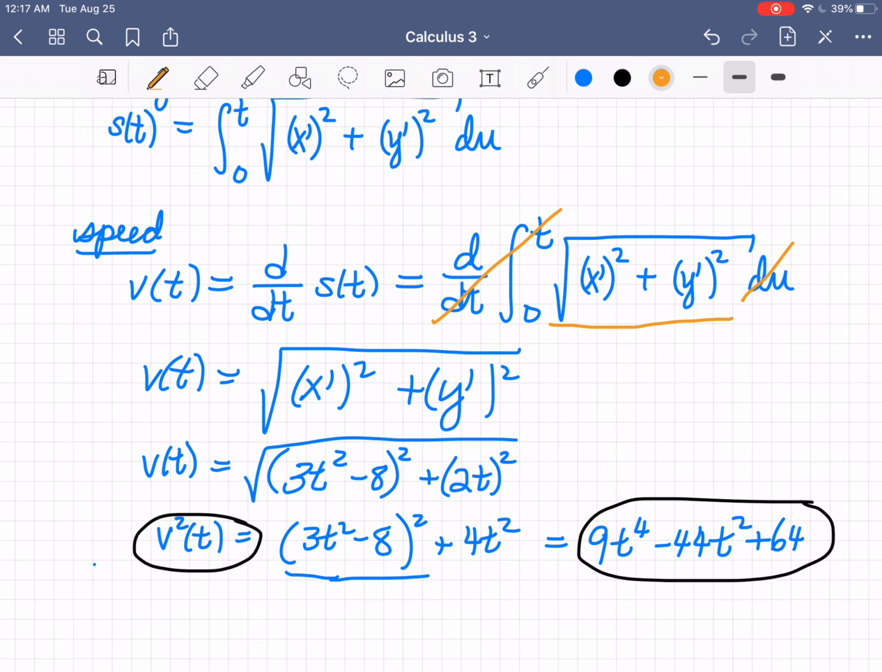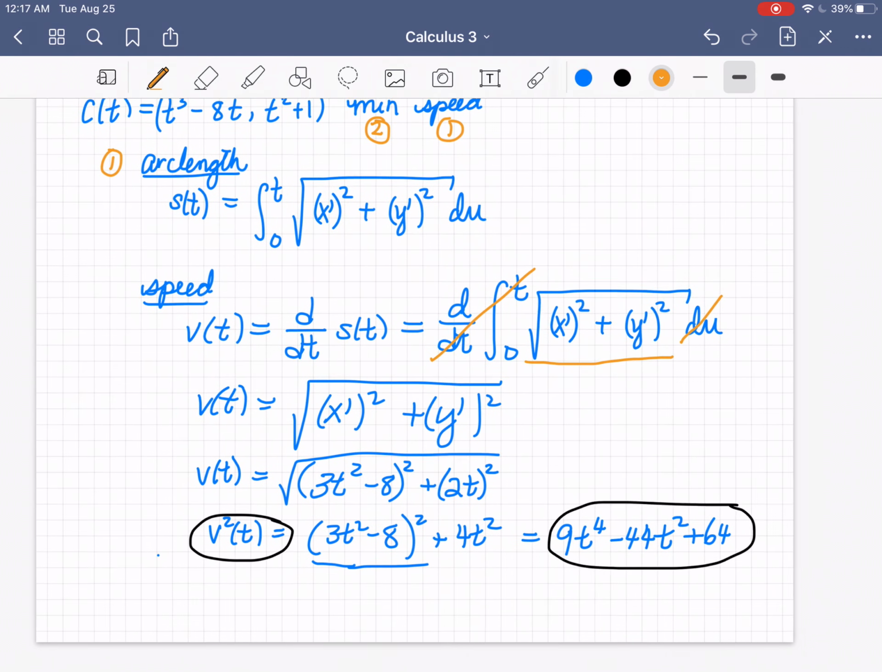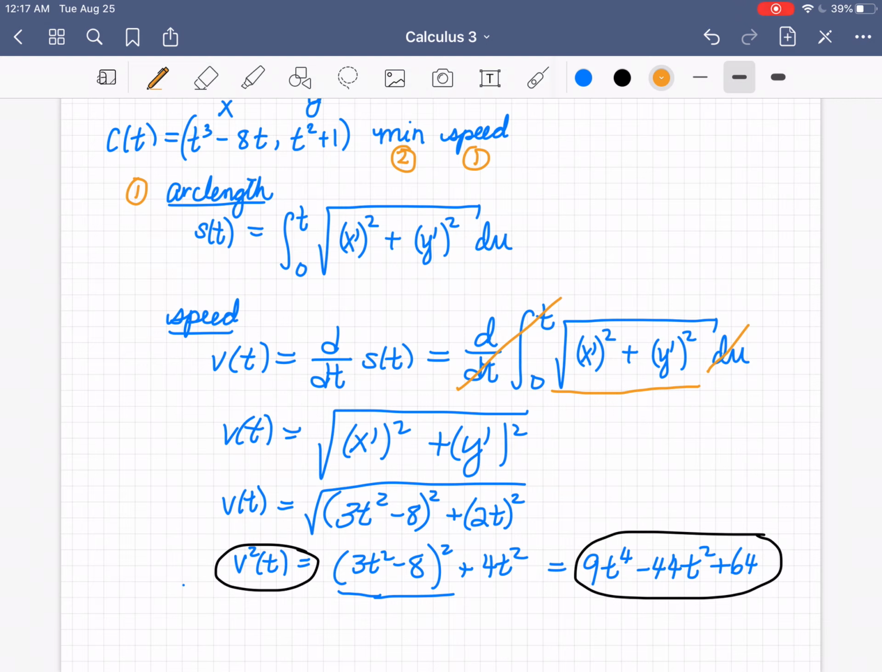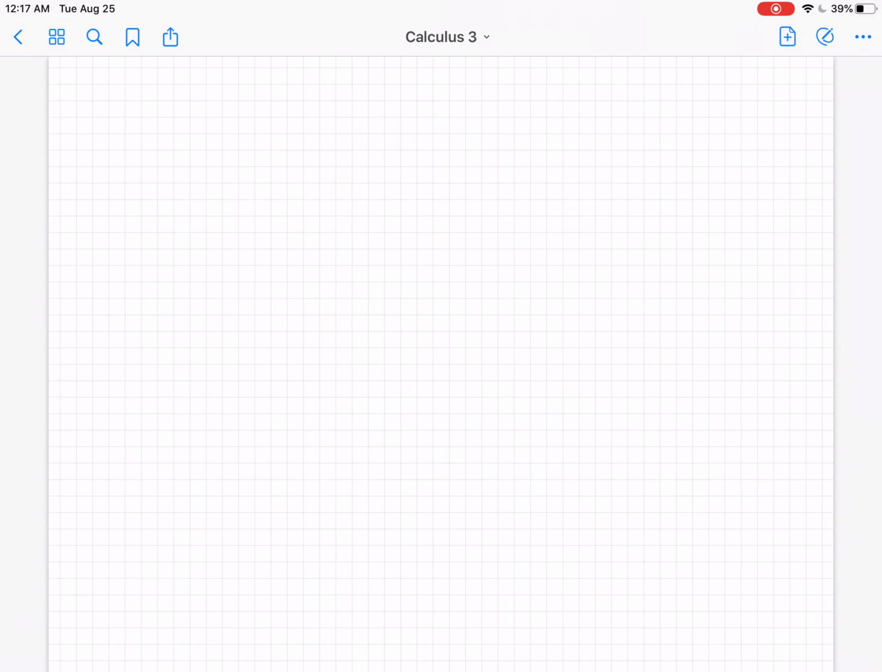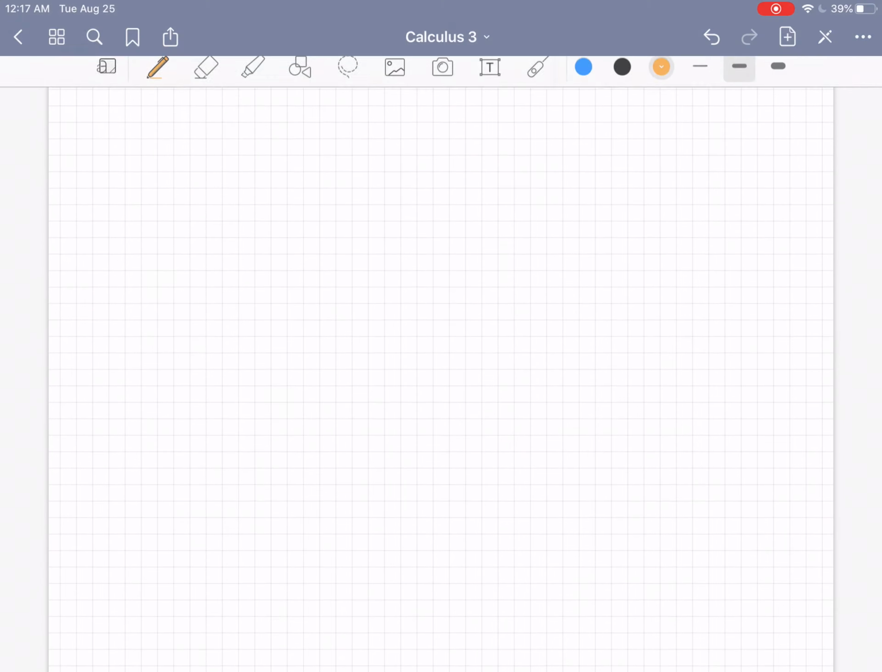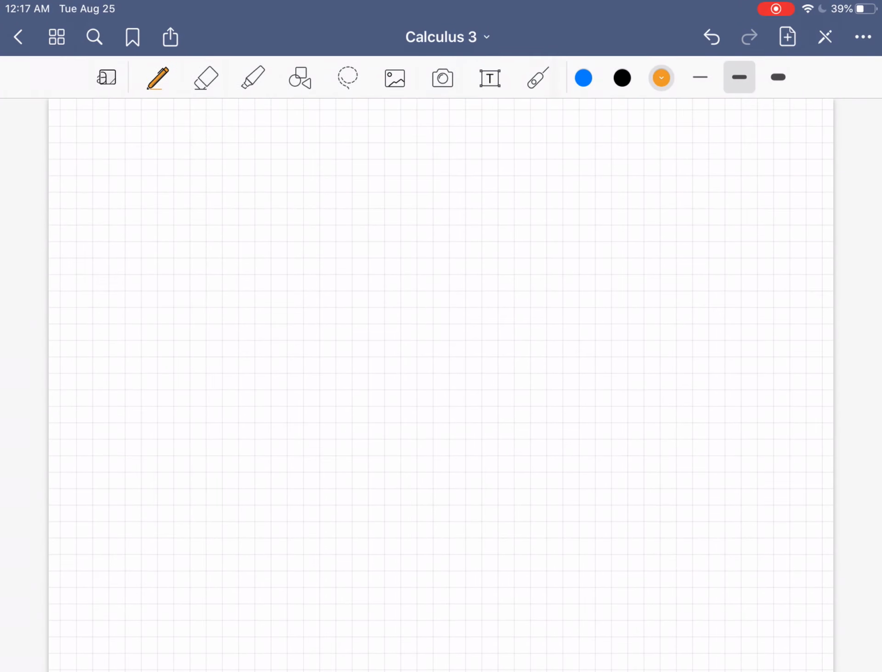Okay, so this is part 1: we've computed the speed function, well, the speed squared, but this is the function. And the hint was we want to minimize this now. I'm going to go to the next page and do that. All right, so now this is part 2, minimizing.